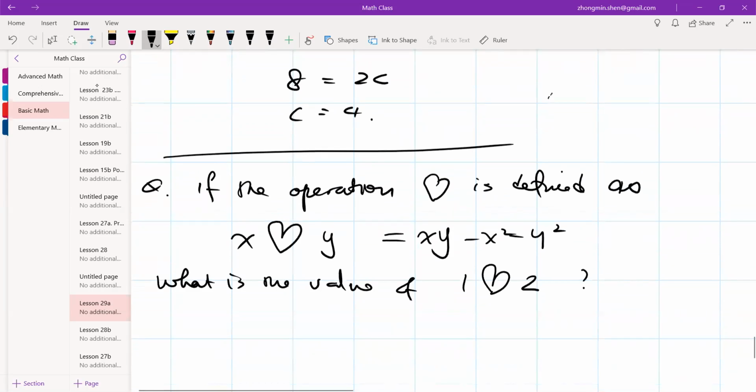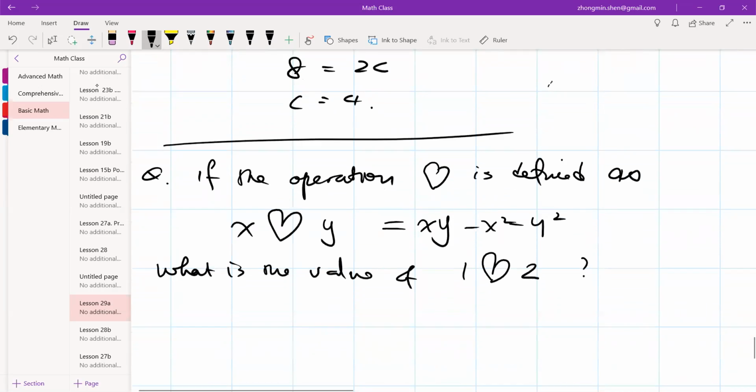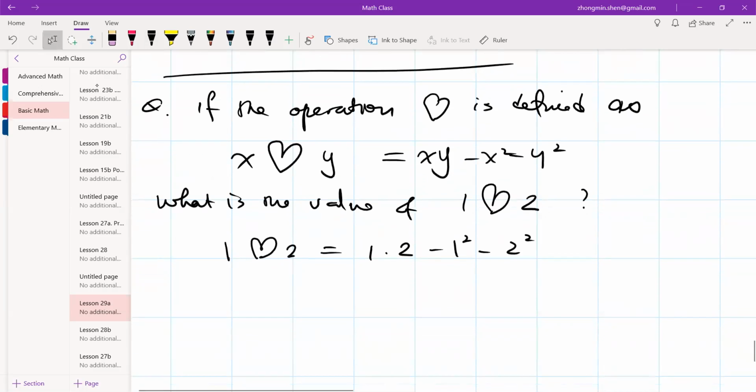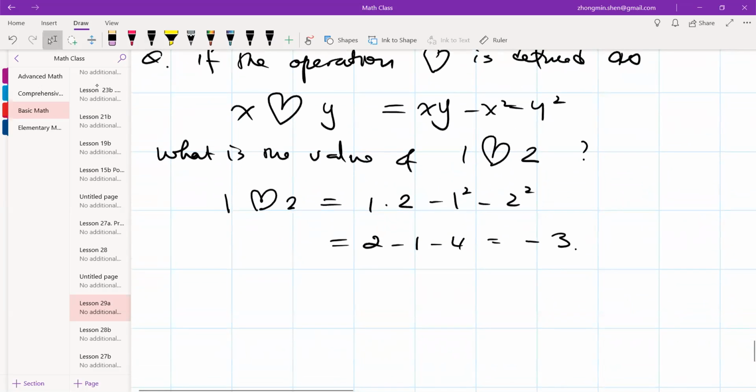Okay, so let's do this problem. All you have to do is just put it in. Substitute 1 for x, substitute 2 for y. It is 1 times 2 minus 1 squared minus 2 squared. That's going to be 2, minus 1, that's 1, minus 4. It's actually going to be negative 3.